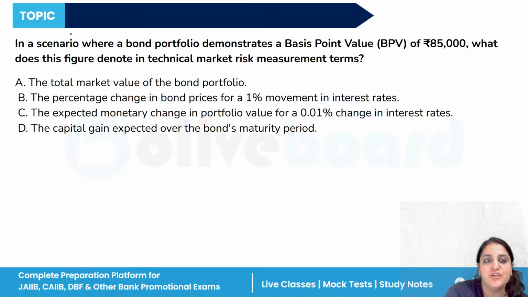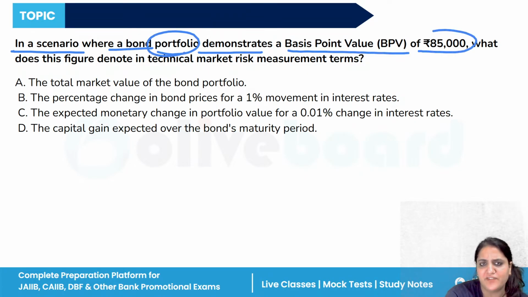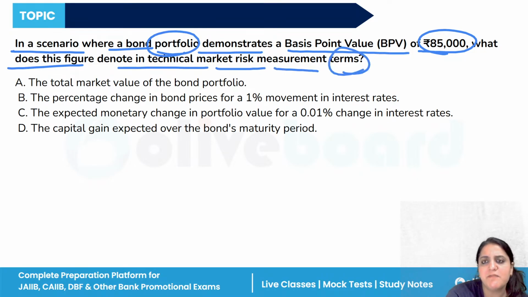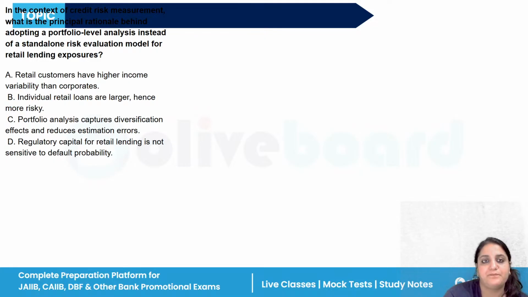Validation. So in a scenario where a bond portfolio demonstrates a basis point value of 85,000, what does this figure denote in technical market risk measurement terms? That is the value for a 0.01% change in the interest rate. So option C is there.